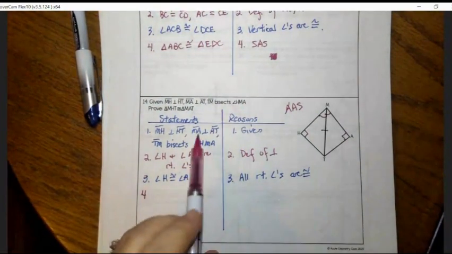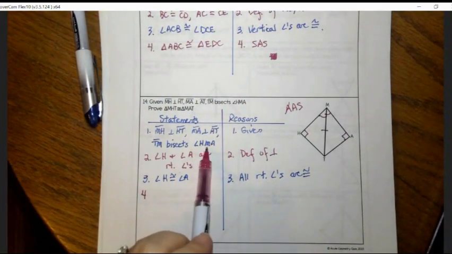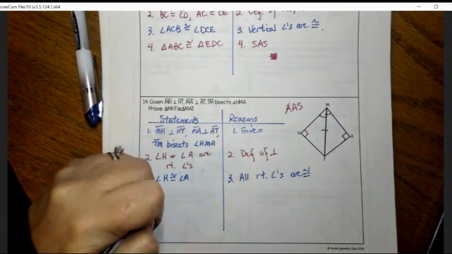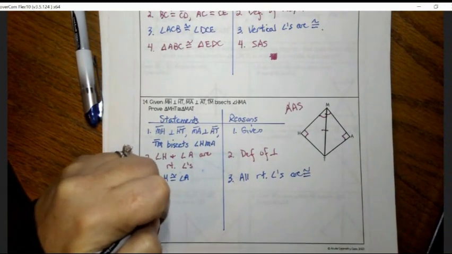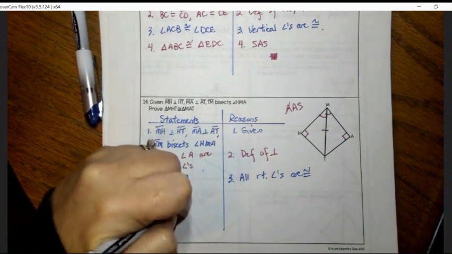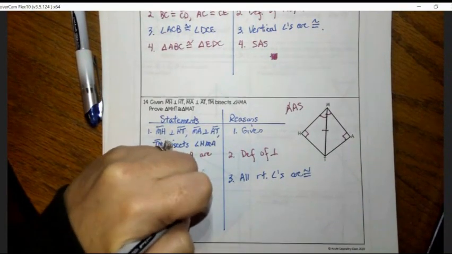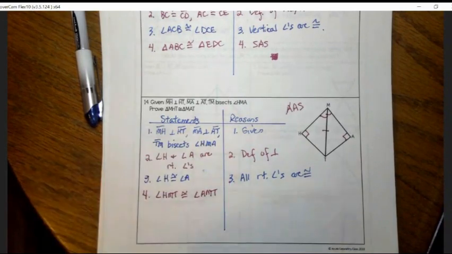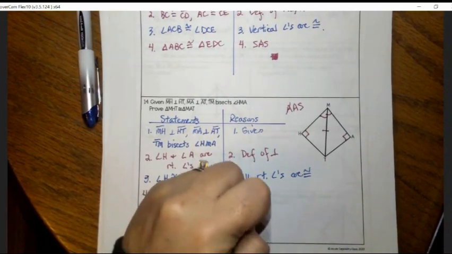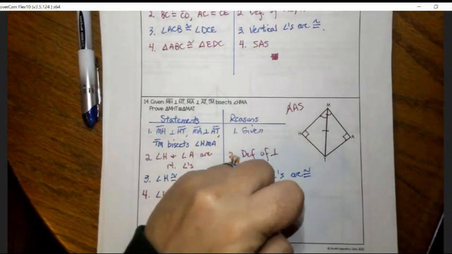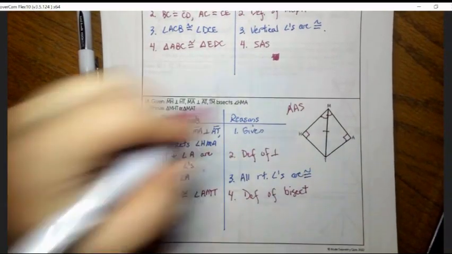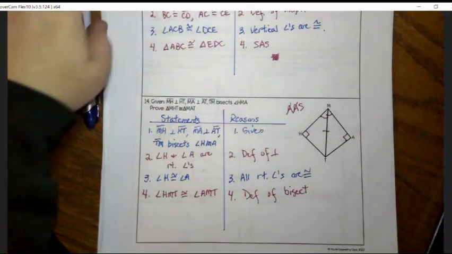The next part of the given was that TM bisects this angle. That means it cut that angle into these two equal pieces. So let's say those two are equal. So angle HMT is congruent to angle AMT. And that's the definition of bisect. So you can cross off another A.